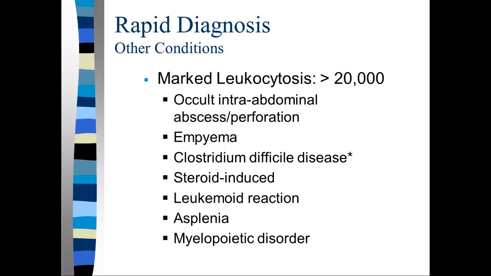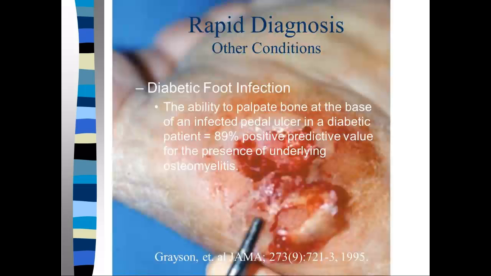Also, these are among the differential of marked leukocytosis. So you can use marked leukocytosis as a rapid diagnostic technique, potentially for things like intra-abdominal abscess, empyema, Clostridium difficile disease, or has a patient been on steroids? Do they have a leukemoid reaction? Do they have asplenia, and maybe they haven't documented it to their doctors? Or do they have a myelopoietic disorder?